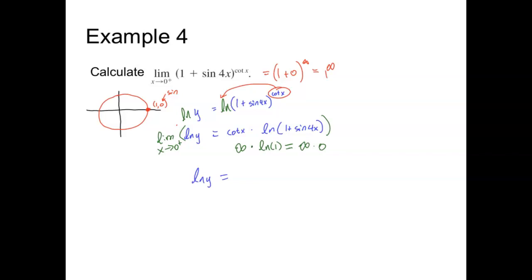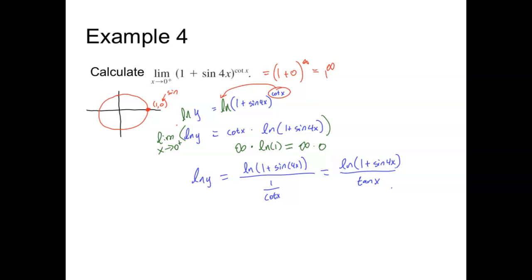It's tangent, right? So I think it makes sense to rewrite this product as, I'm going to keep this factor the same, natural log of 1 plus sine 4x. I'm going to divide by 1 over cotangent x, which, as was just pointed out, 1 over cotangent x is just tangent. So this is really natural log of 1 plus sine 4x over tangent x.